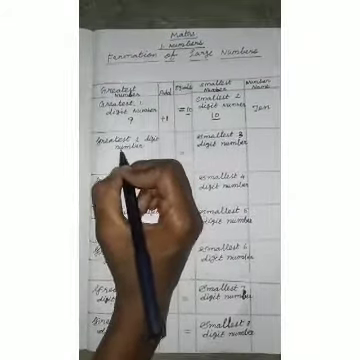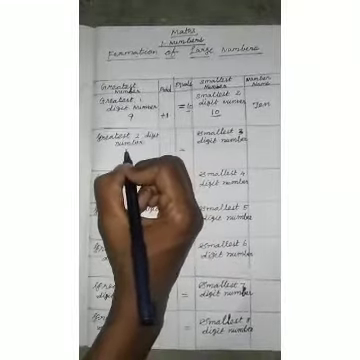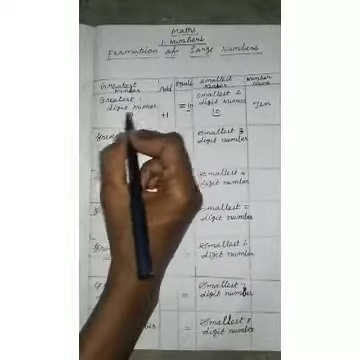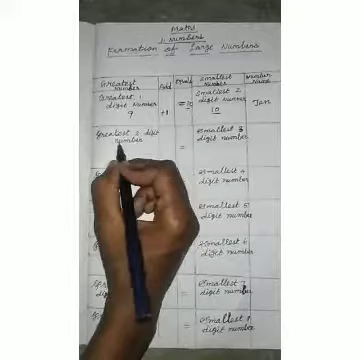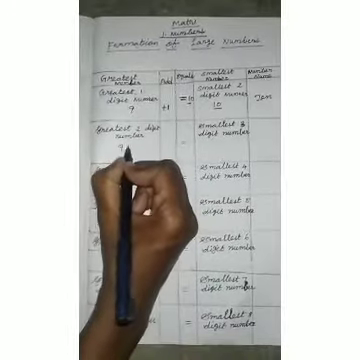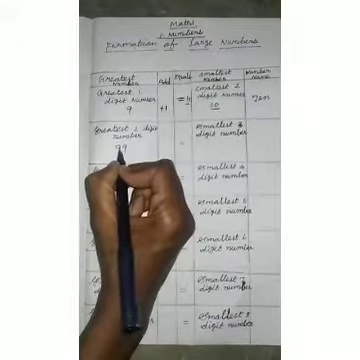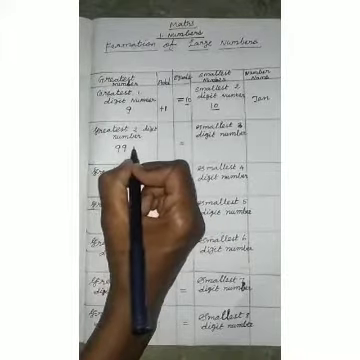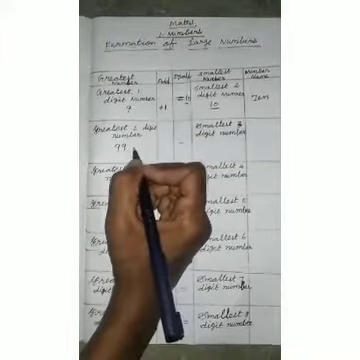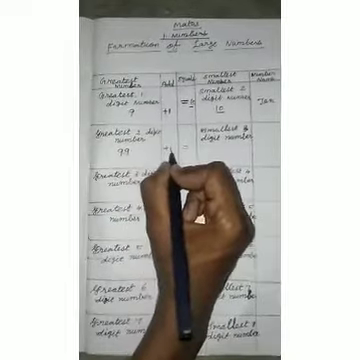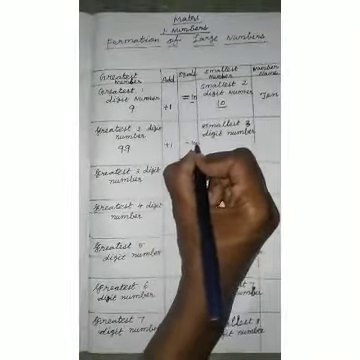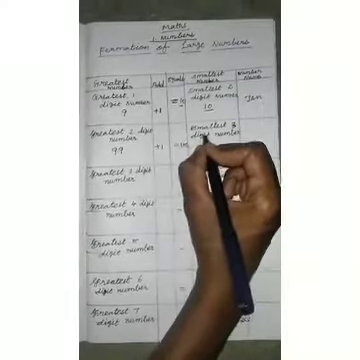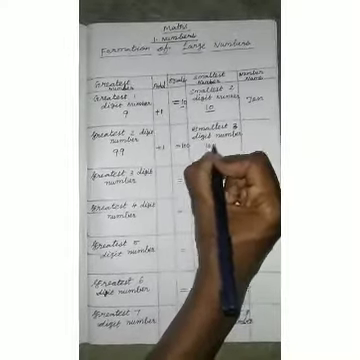Next, greatest 2 digit number. Here the greatest 1 digit number is 9, and the greatest 2 digit number is 99. After 99 comes 100, and 100 is a 3 digit number, you know. So we add plus 1: 99 plus 1 is 100.